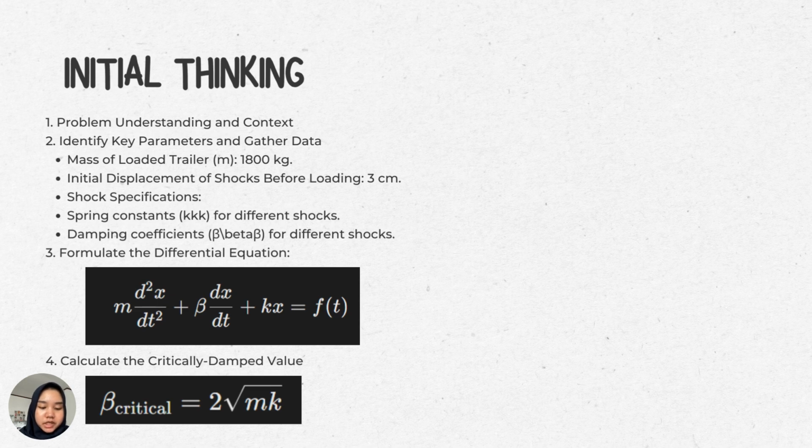The third one is formulate the differential equations. So this is the formula. M is the mass of the loaded trailer, beta is the damping constant that varies for each shock, K is the spring constant, X is the displacement of the system over time, F is the external force acting on the system. And the fourth is calculate the critically damped value. So this is the formula. And the action is to calculate the beta critical for each shock and compare with their actual damping coefficients.